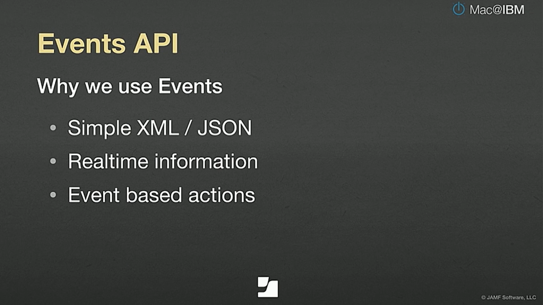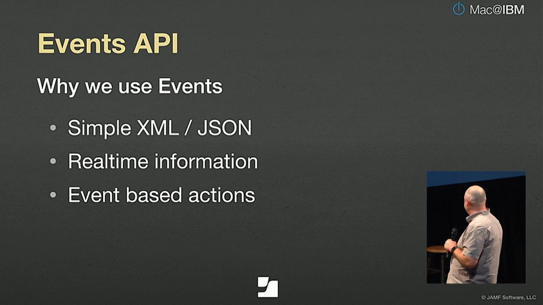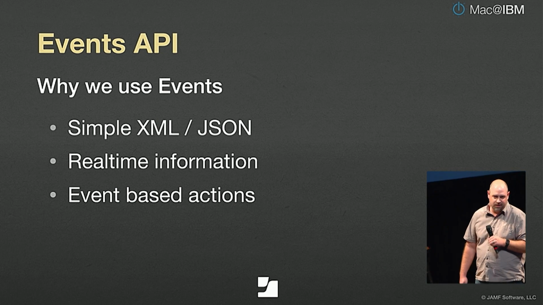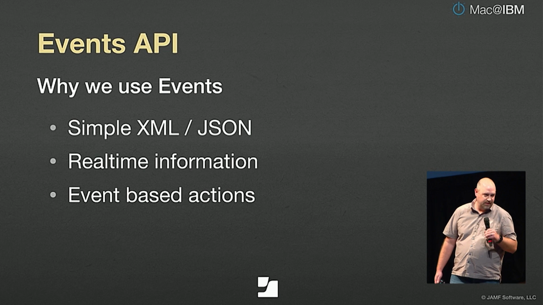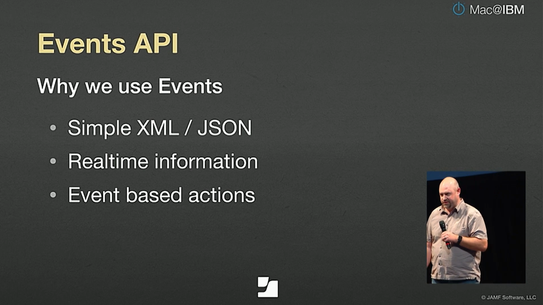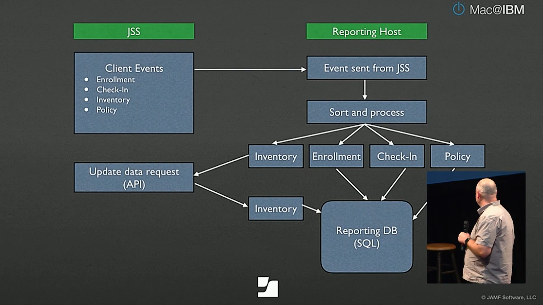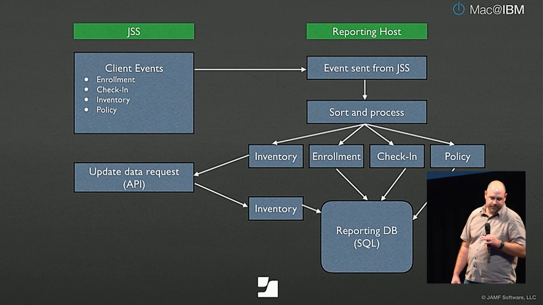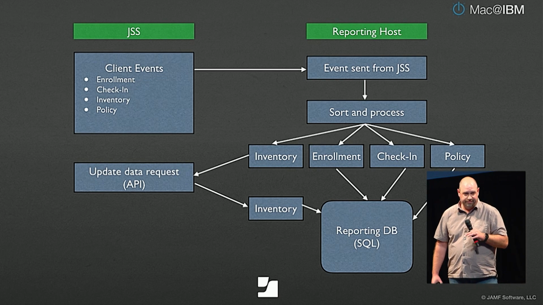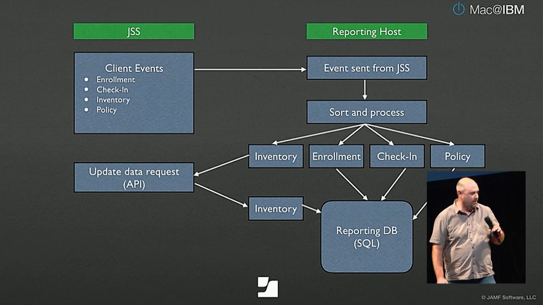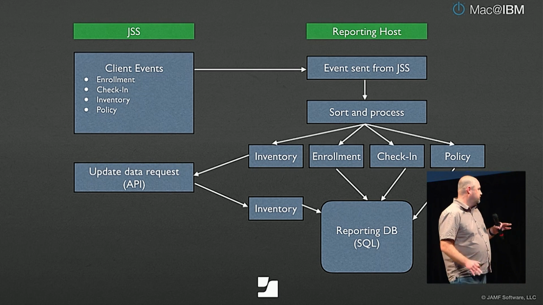As Pat mentioned, Tom mentioned, we use the Events API. So what does that give us? That gives us simple XML JSON files that we can collect in real time. And we can take event-based actions on that. So what does that look like? Well, we collect our enrollments, our check-ins, our inventories, and our policies. All those events are sent to our middleware system, and that middleware system sorts it and processes it.